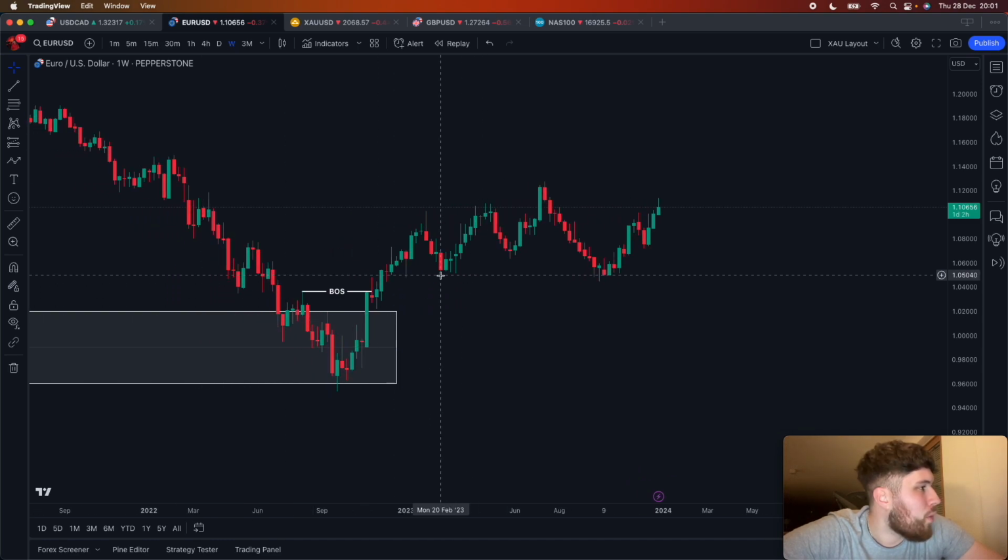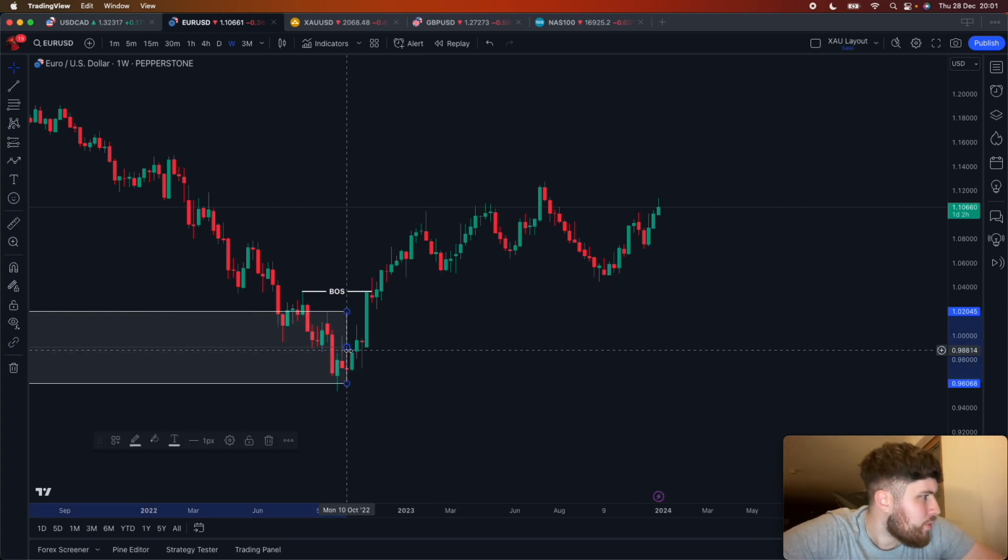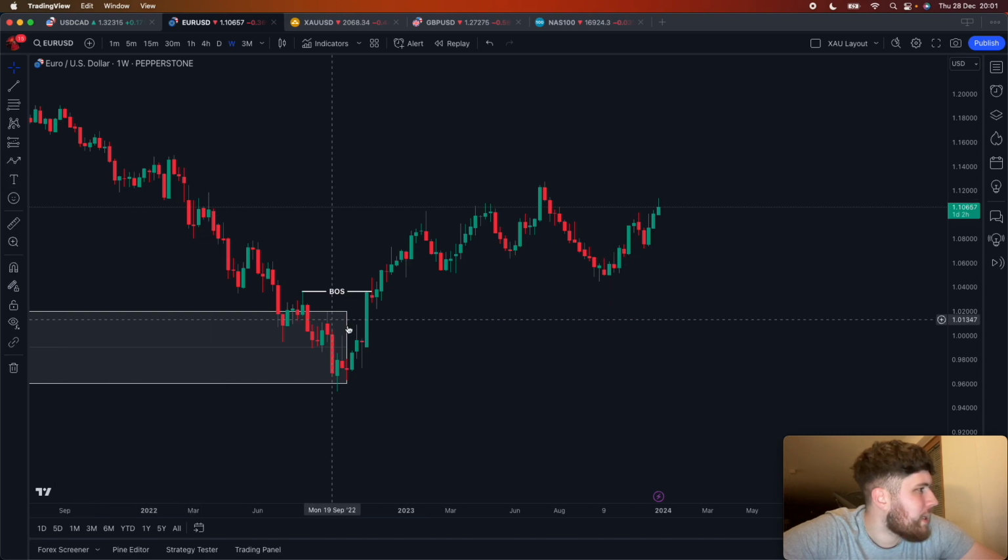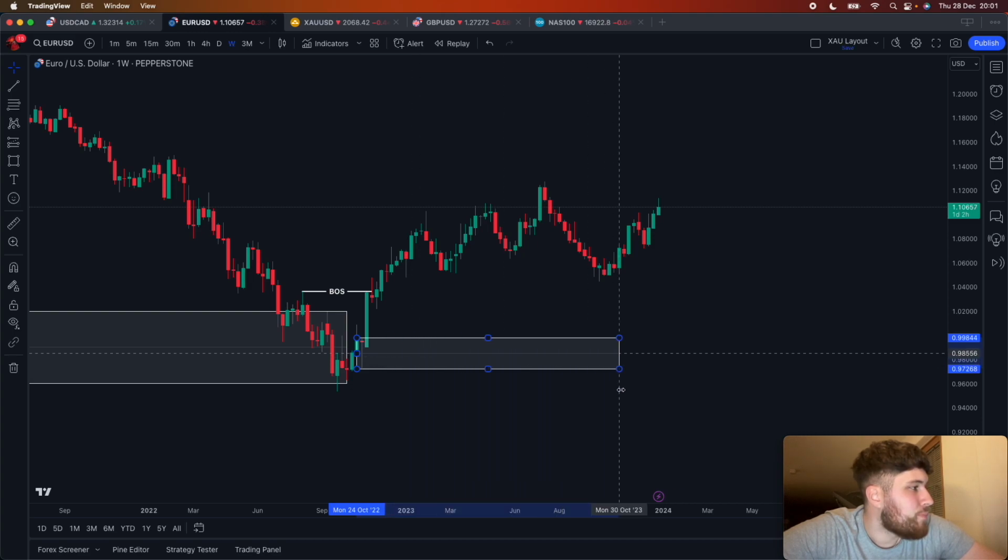So again, what do we look for? We look for areas that have been manipulated, high volume candles, and some kind of point of interest. An order block, for example. We just move this to the left. You can see here that we have a high volume candle to the upside, but before that we are delivered with what looks to be a hammer.